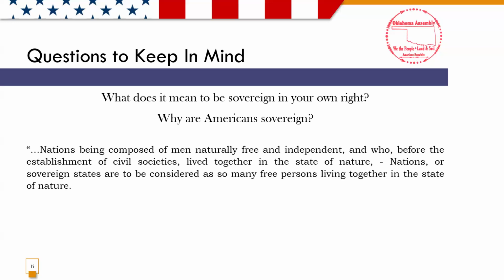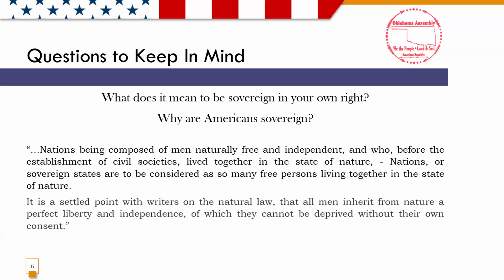Nations being composed of men naturally free and independent, who before the establishment of civil societies lived together in the state of nature. Nations or sovereign states are to be considered as so many free persons living together in the state of nature. It is a settled point with writers on the natural law that all men inherit from nature a perfect liberty and independence, of which they cannot be deprived without their own consent. Law of Nations, 1758.